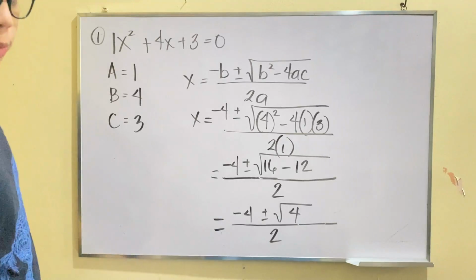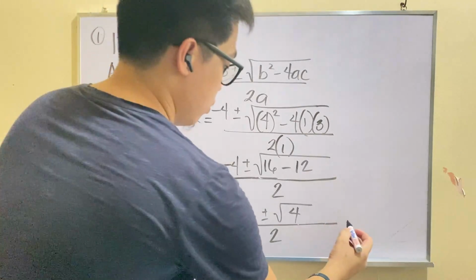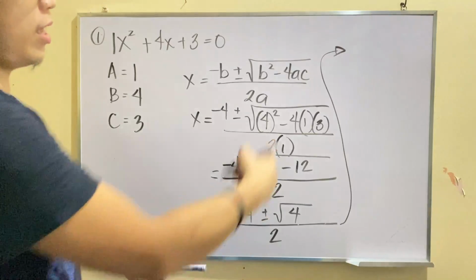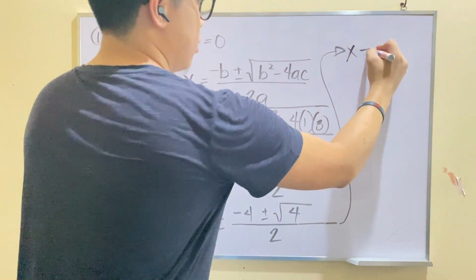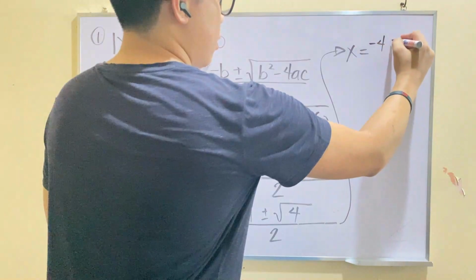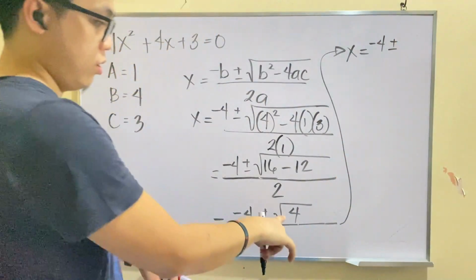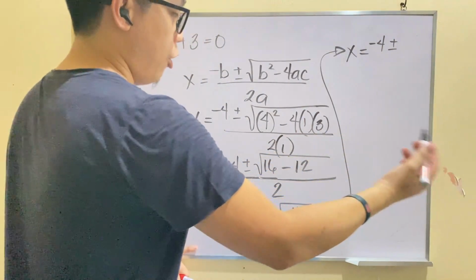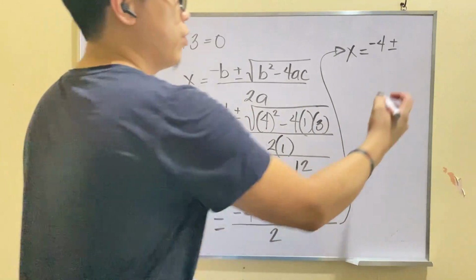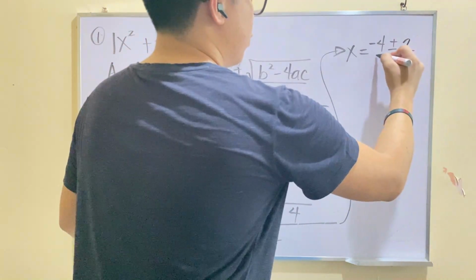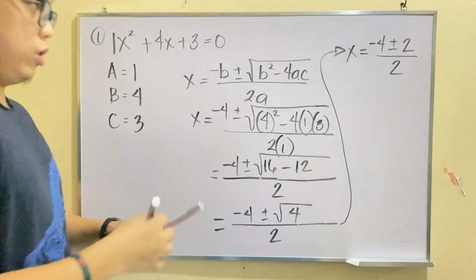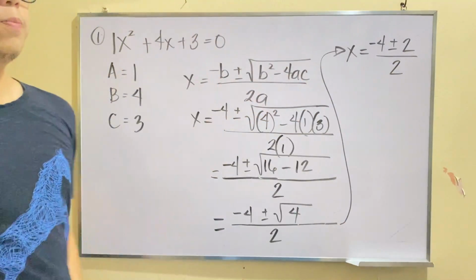Tapos na ba ito? Siyempre hindi pa. So sulat ako dito ng ahas na mahaba. So dito natin dadalhin. X is equals to negative 4 plus or minus square root ng 4 is, ano yung pinag-times na number kapag pinag-times sa sarili niya? Sagot is 2, divided by 2. So tapos na ba ito? Syempre, hindi pa yan tapos.